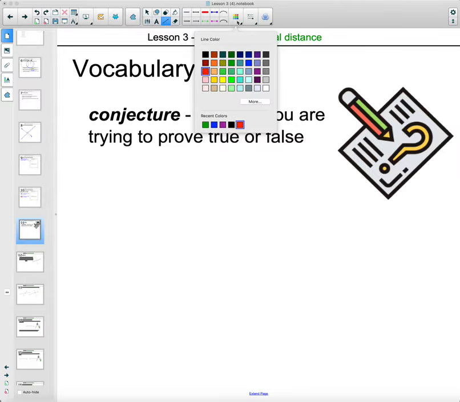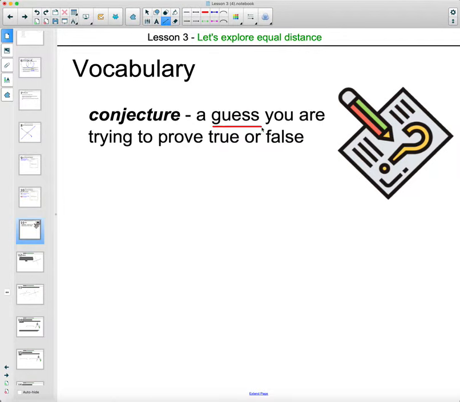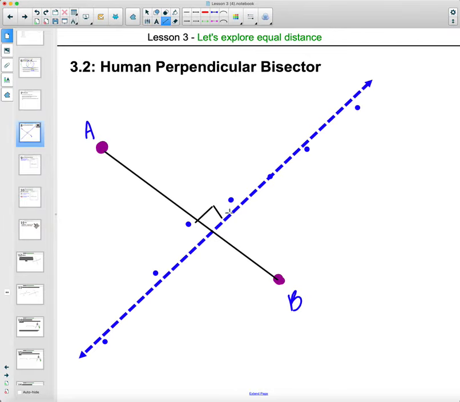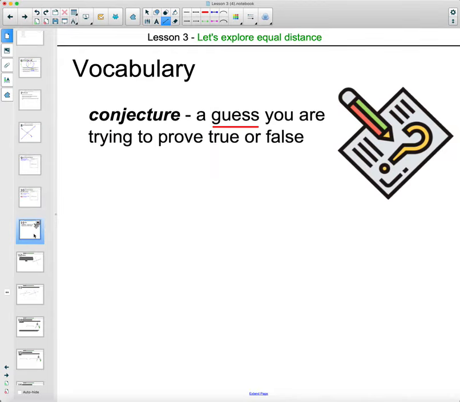It doesn't mean that you know that it's true, but just a guess from what you're noticing that you're going to end up trying to prove true or false. And it needs to be a guess that makes sense. So based on the picture, just some things that you're noticing. What are some things that we were noticing on this? And then actually thinking about it, and then making a guess further. So some patterns you're seeing, that kind of thing.